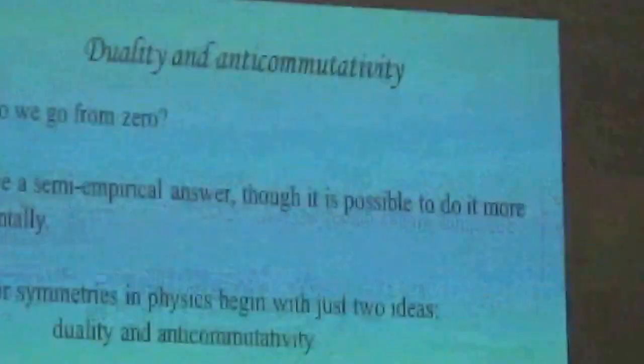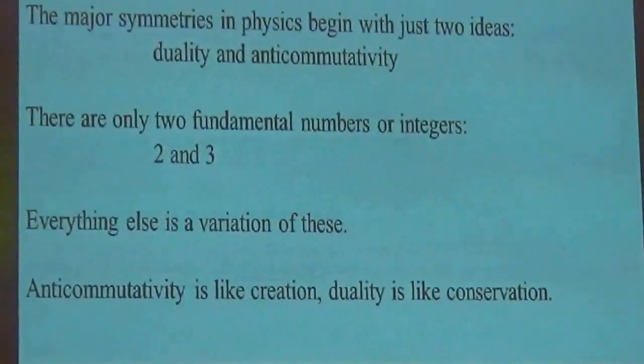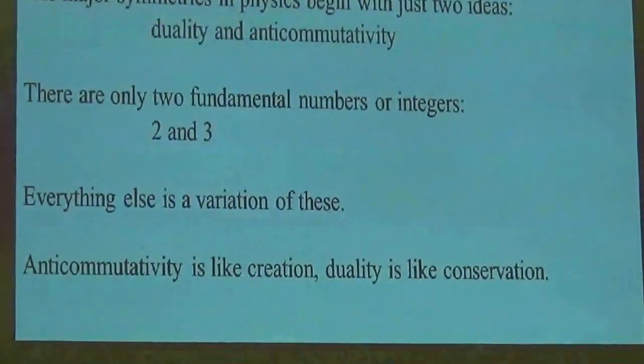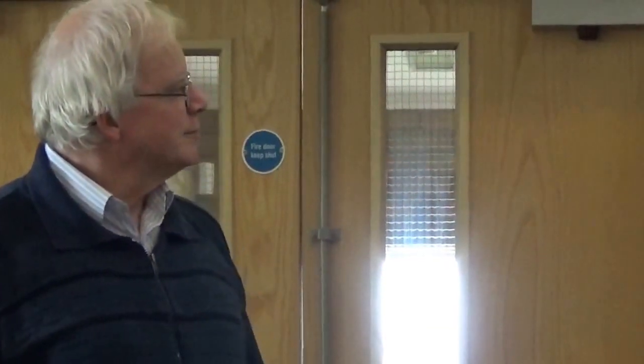I'm going to say the major symmetries in physics, there's two really. There's two that matter more than any others: duality and anti-commutativity. No others matter, really, to the same extent. All the others are a version of that. And there's only two fundamental numbers or integers that matter, and that's 2 and 3. Everything else comes from those alone. All the fancy groups and so on are just 2s and 3s, just dualities and anti-commutativities. That's all they are. And this fits in with what I've said before about the universal rewrite structure. Anti-commutativity is like a creation thing, and duality is like a conservation thing.